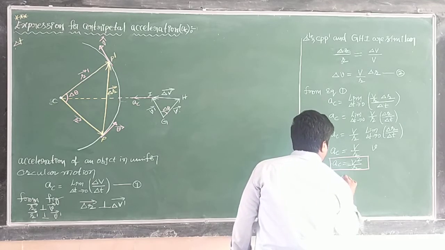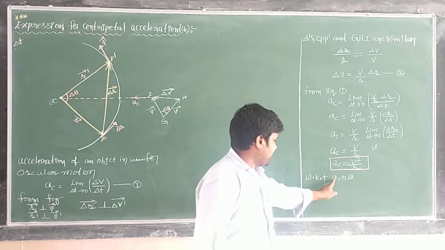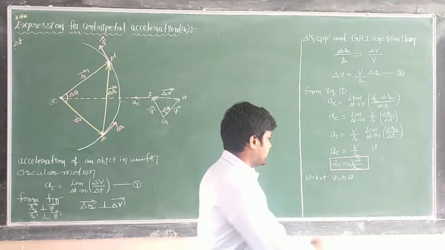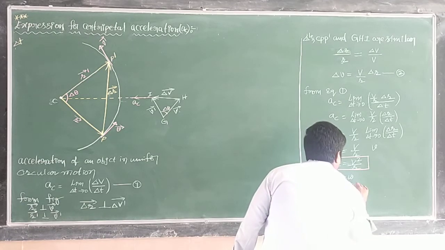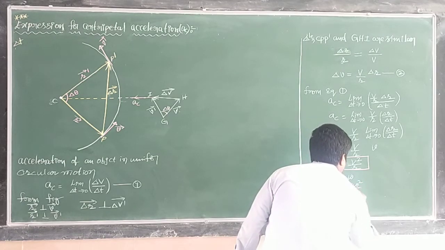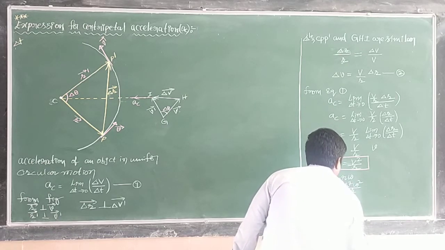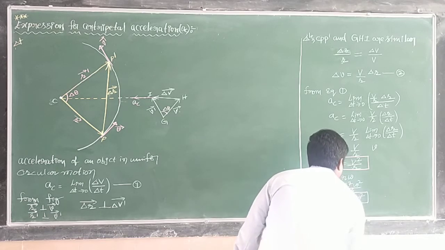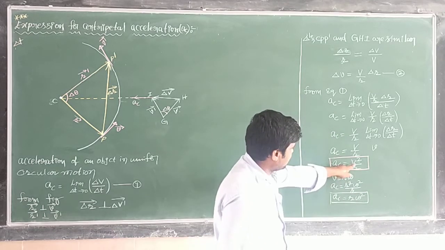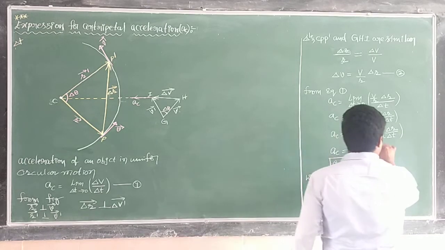Now we know that V is equal to R omega. Previously we have defined the relation between linear velocity and angular velocity. Now centripetal acceleration is equal to R square omega square divided by R. If R cancels, centripetal acceleration is equal to R omega square. Now we have centripetal acceleration in terms of linear velocity and in terms of angular velocity.